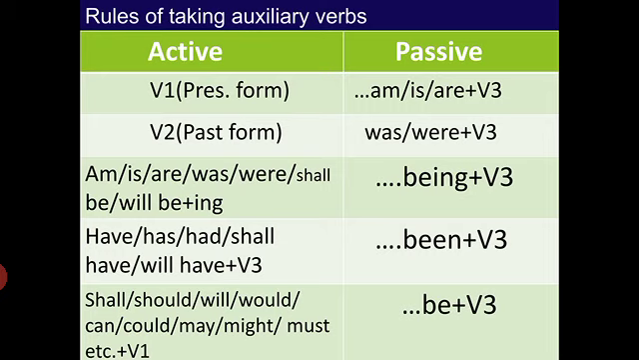In the same way, if there is have, has, had in the active voice, you have to take been plus V3. If there is shall, should, will, would, can, could, you have to take be plus V3. If you memorize the chart, voice changing is very easy for you.